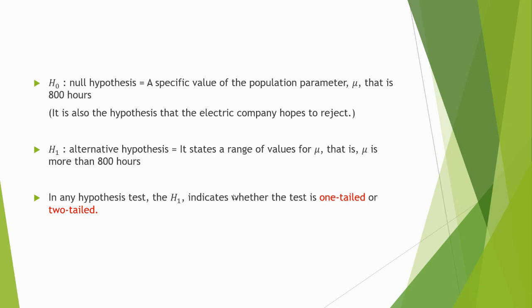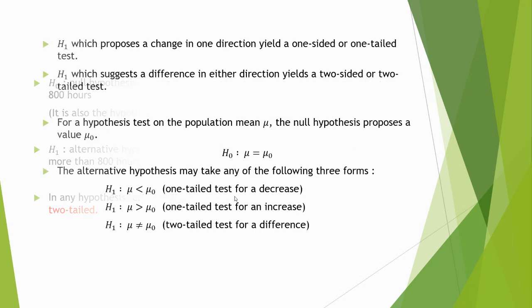This is also the hypothesis that the electric company hopes to reject. And H1, the alternative hypothesis, states a range of values of mu, that is, mu is more than 800 hours. In any hypothesis test, H1 indicates whether the test is one-tailed or two-tailed. An H1 which proposes a change in one direction yields a one-sided or one-tailed test. An H1 which suggests a difference in either direction yields a two-sided or two-tailed test. This is how we differentiate both.